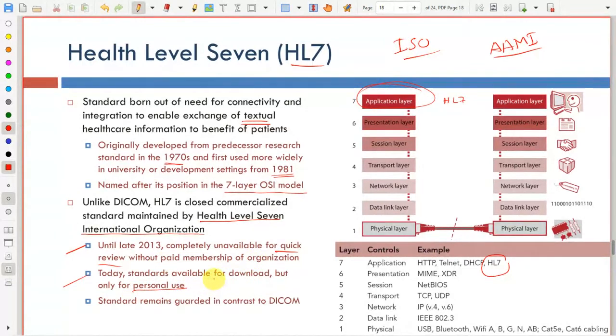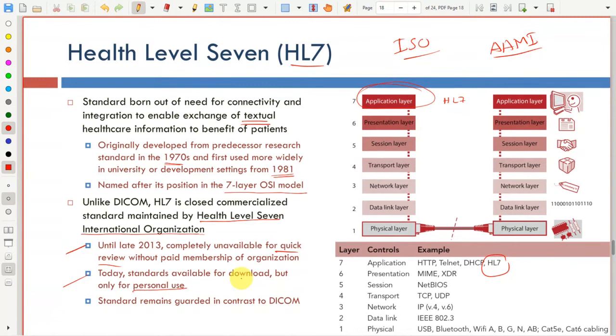Basically, if you want to get a copy of a certain part of the HL7 standard, you can get it, but you're not allowed to develop a product using it. If you want to use it for personal use, or do some research, things of that sort, you can use it, but you cannot distribute it.